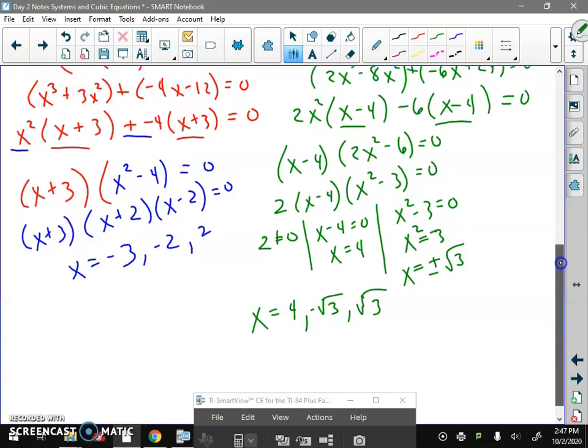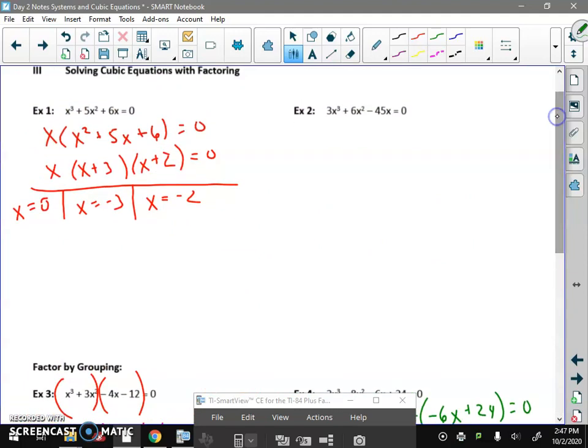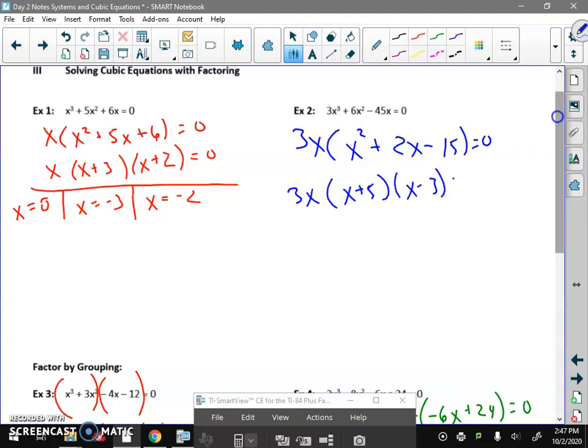We have a tiny bit of time left. If you want to go back up to this one, we can pull out the 3x, leaving us with x squared plus 2x minus 15, 3x, x plus 5, x minus 3. Tee it up, x equals 0.